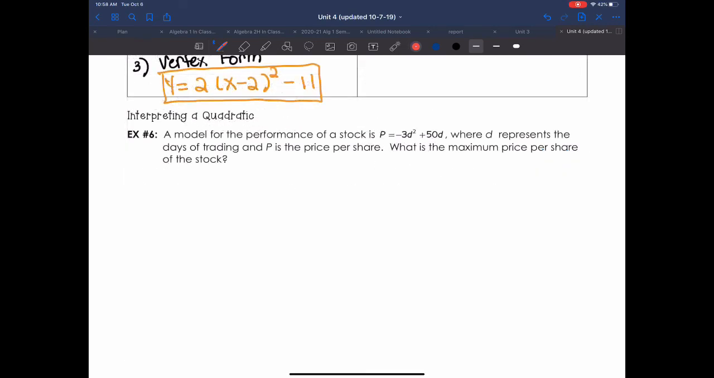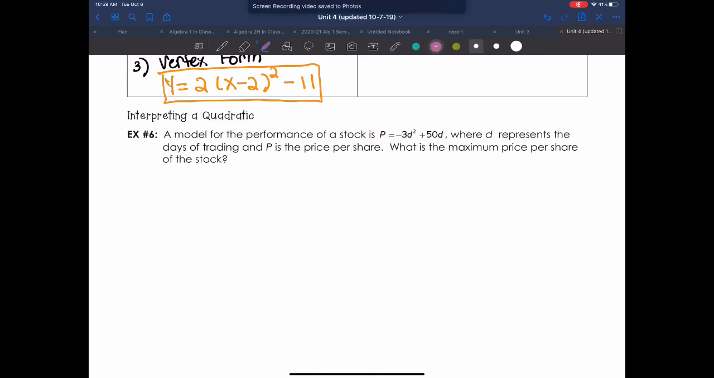All right, so now we're going to look at example number 6, interpreting a quadratic. We have the following question. A model for the performance of a stock is P equals negative 3D squared plus 50D, where D represents the days of trading and P is the price per share. What is the maximum price per share of the stock? Okay, the first thing I want us to look at is this function right here. P equals negative 3D squared plus 50D.